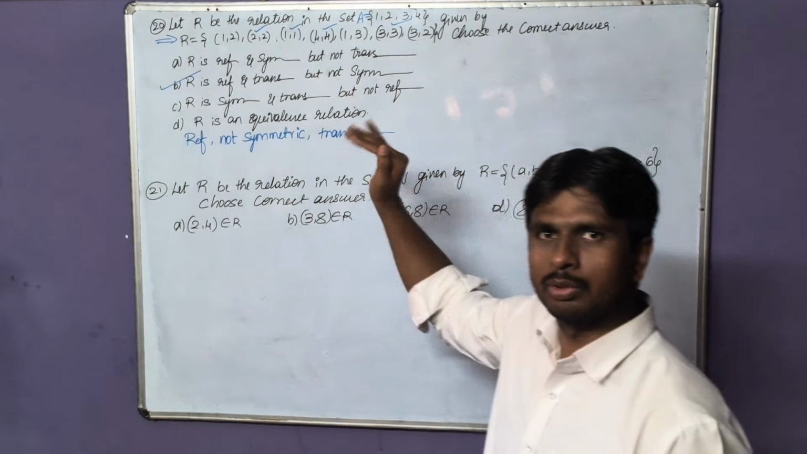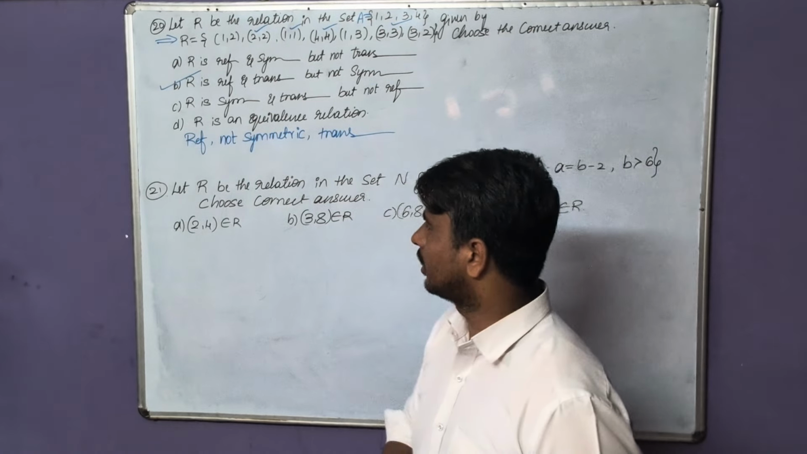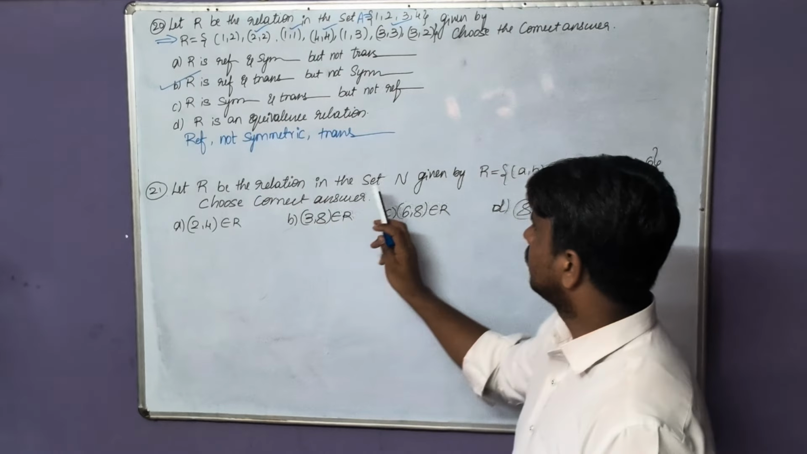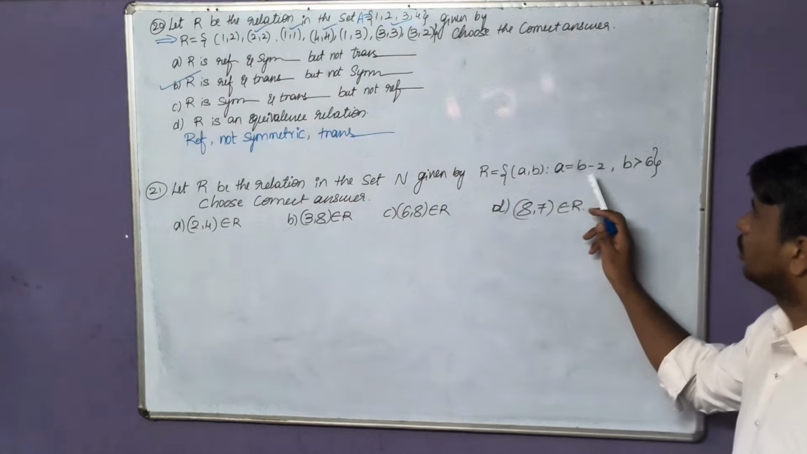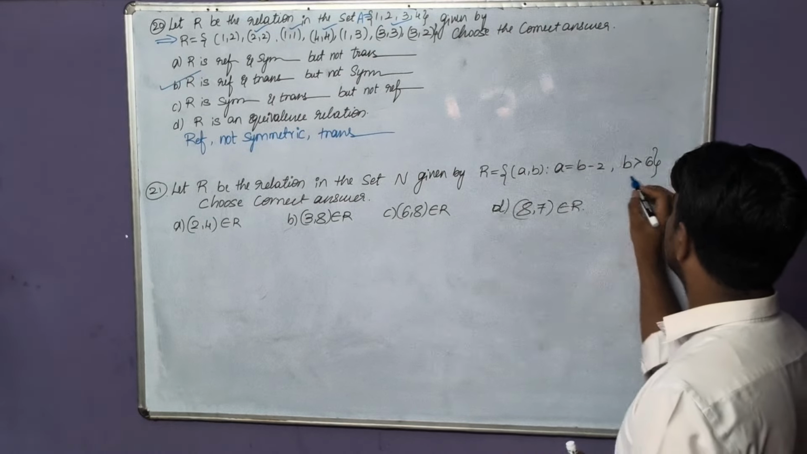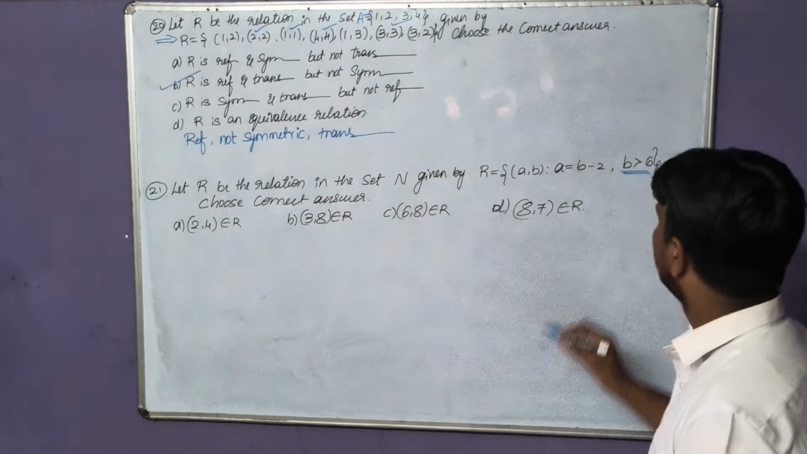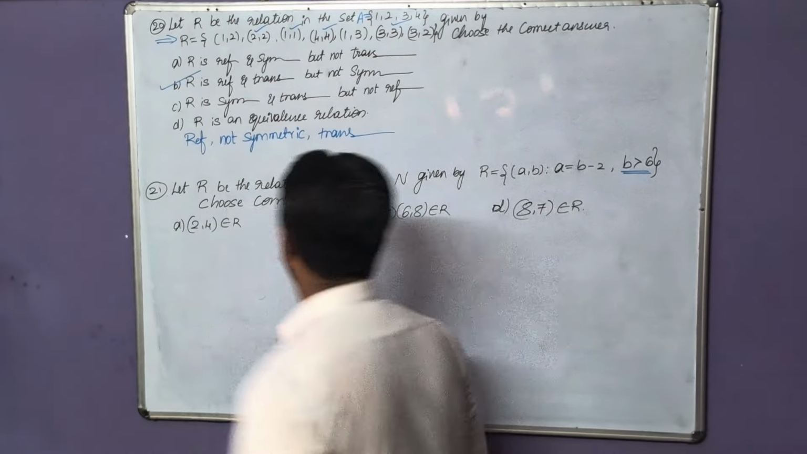I hope I have covered almost all the questions. So this is the last question. Let us see. Let R be the relation in the set N, where N is nothing but natural numbers, given by (A, B) such that A is equal to B minus 2, where B is greater than 6. Very major condition: B is greater than 6. Choose the correct answer.